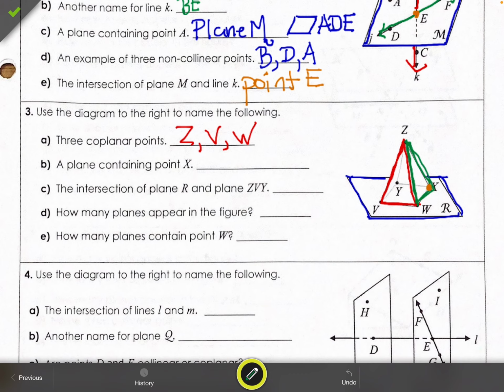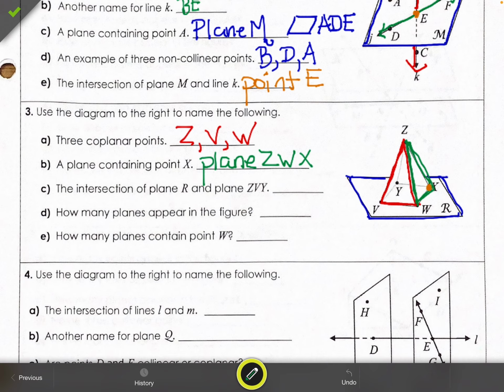And to name a plane, you need 3 non-collinear points. Sorry, non-collinear, not coplanar, non-collinear. So I'm going to call this plane: Z is my first point, W is my second point, and X is my third point. Now again, that is not the only correct answer. So if you got something different, just check it with us.